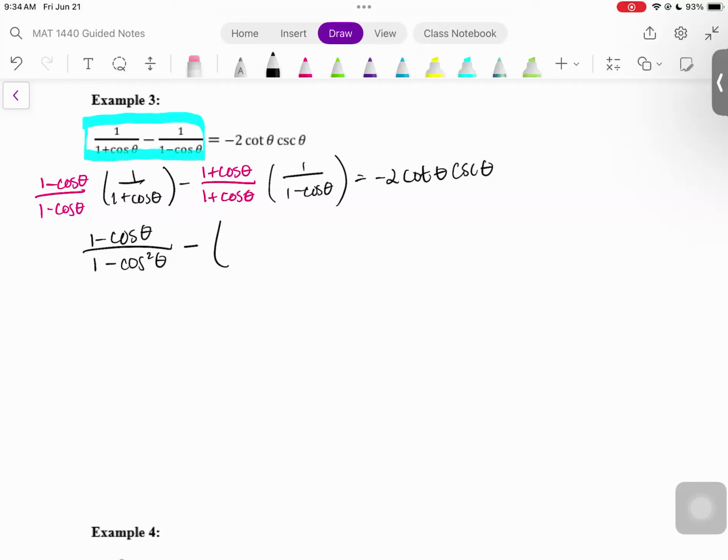Now I'm going to subtract and start working on the product of that second term. And I'm going to put this in parentheses because we do want to make sure that that minus ends up getting distributed later. We want to be real careful anytime we deal with subtraction or negatives, and we add appropriate parentheses when they're needed. So we have 1 plus cosine theta times 1 in the numerator, which is 1 plus cosine theta, over, and there's the product of those conjugate binomials. So this is going to be 1 minus cosine squared theta equals -2 cotangent theta cosecant theta.